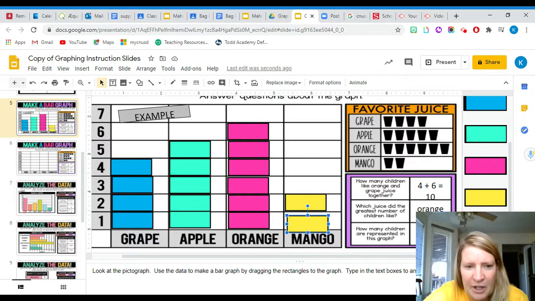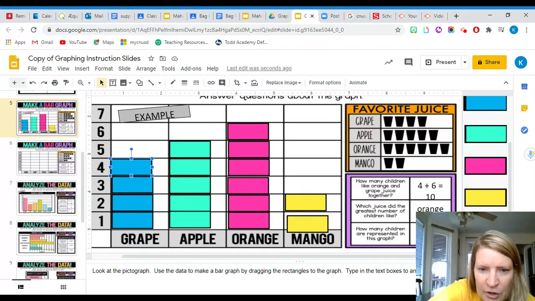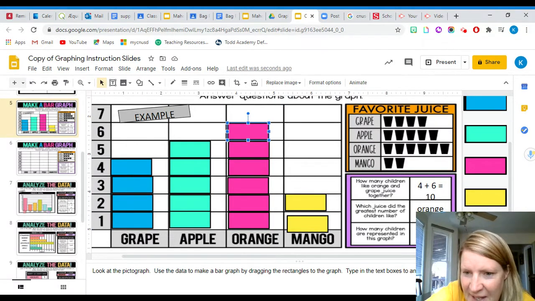Well, I can look at my bar graph and count grape, 1, 2, 3, 4, and count orange, 1, 2, 3, 4, 5, 6. Well, 4 plus 6 equals 10, so my answer is 10. Look how I put 4 plus 6 to show how I did my data, and the final answer is 10. The next question says, which juice did the greatest number of children like? So this means it had the most votes.